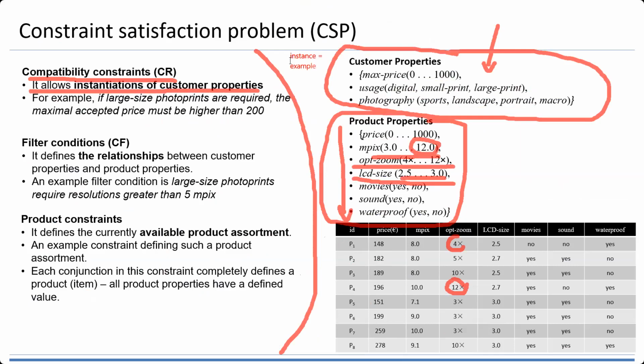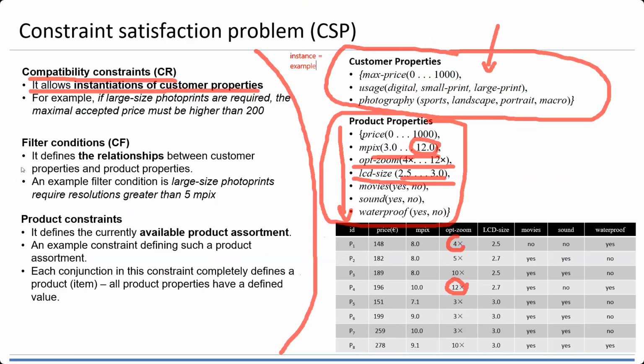For example, the customer wants to have large size. Okay, we have large size. And the maximum accepted price must be higher than 200. Okay, we have the price. So if it is more than 200, then maybe the range will be from 200 until 1,000.